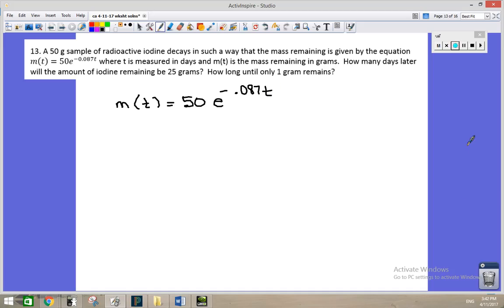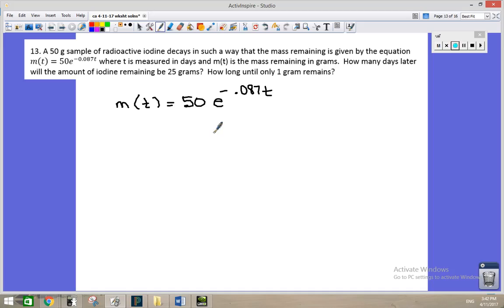So the problem says that this equation is the mass remaining in grams. As time goes, it's decaying. So as time passes, this 50 grams starts to decay. Maybe in the first 2 hours, 50 grams decays to 49 grams. Maybe in the next few hours it decays to 40 grams. And it wants us to determine how long it will take for it to decay away to where the mass is 25 grams. So the left-hand side is telling us the amount.